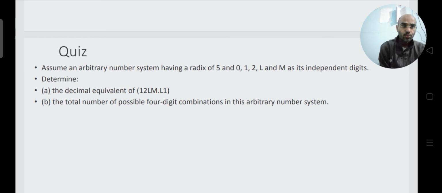So pause the video and solve this. I will show you the answer to this quiz in the doubt class. So you have to solve this question and show it to me in the doubt class.